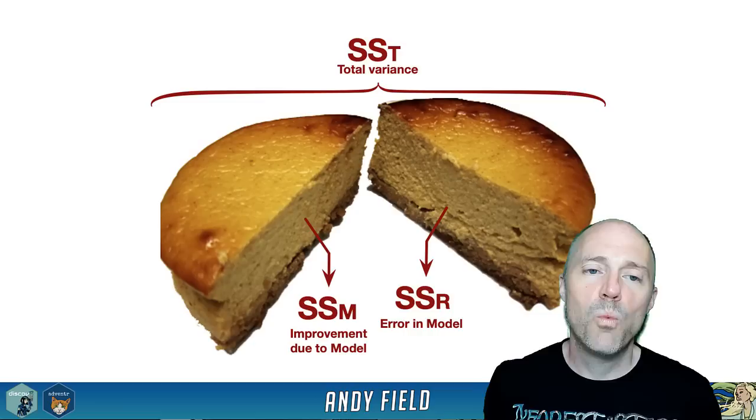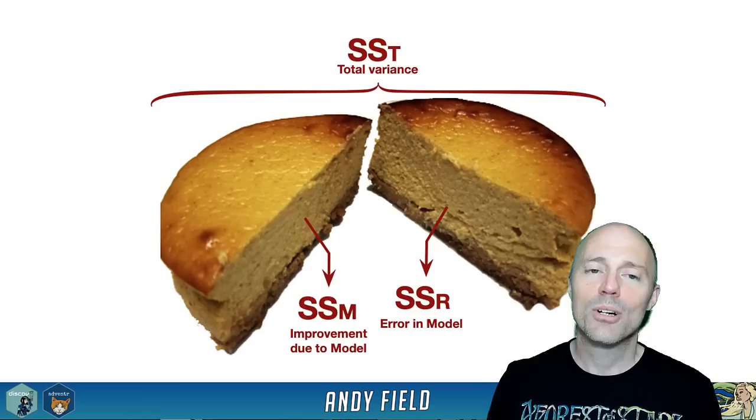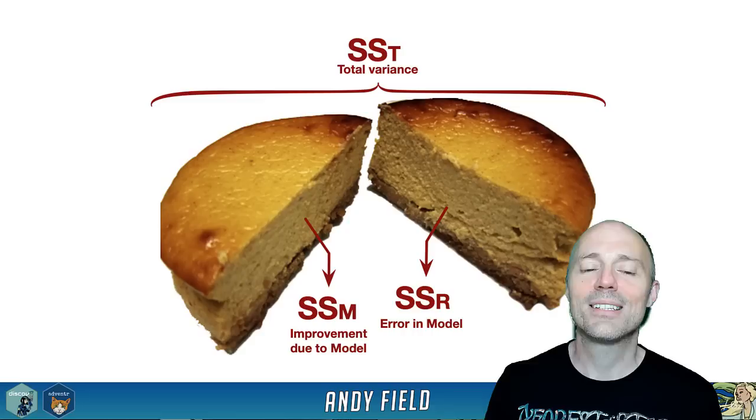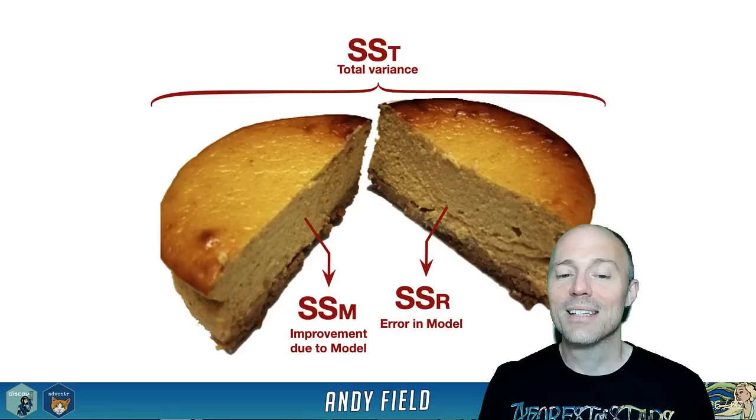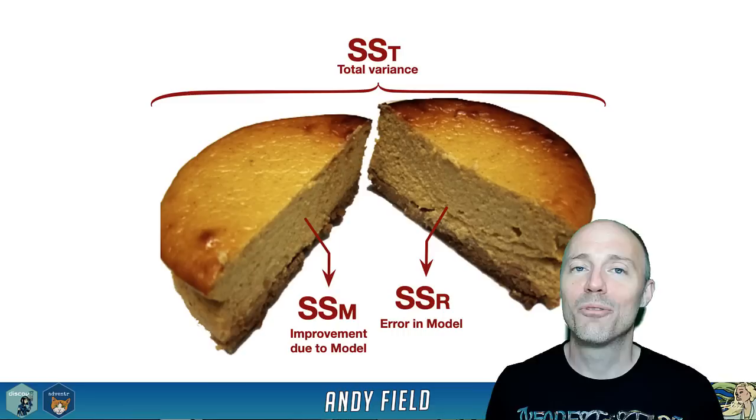Effectively, what we're doing here is, if you imagine the variability in the outcome, the variability in these perceptions of truth is like a big cheesecake. We're slicing that cheesecake into 2. So the total sum of squares gets subdivided into 2 portions. One portion is how much better we can predict the outcome as a result of using our model. And the second is how much error in prediction there is still left over.